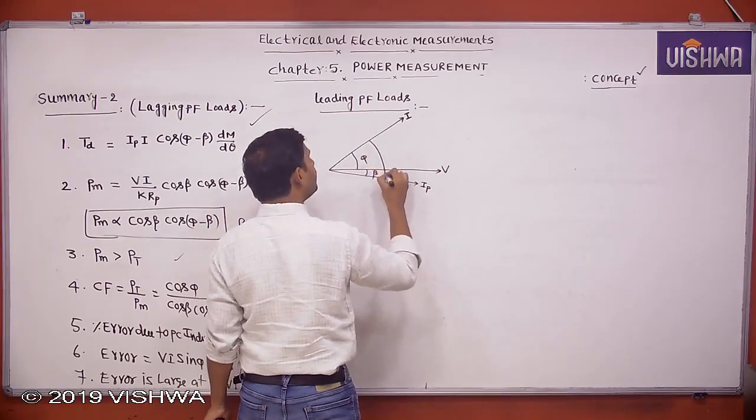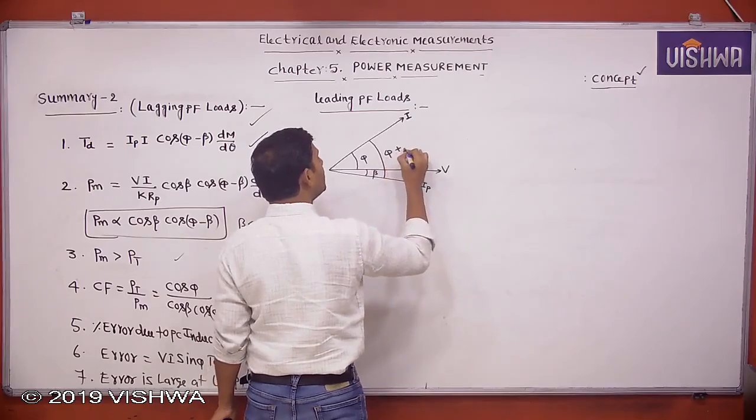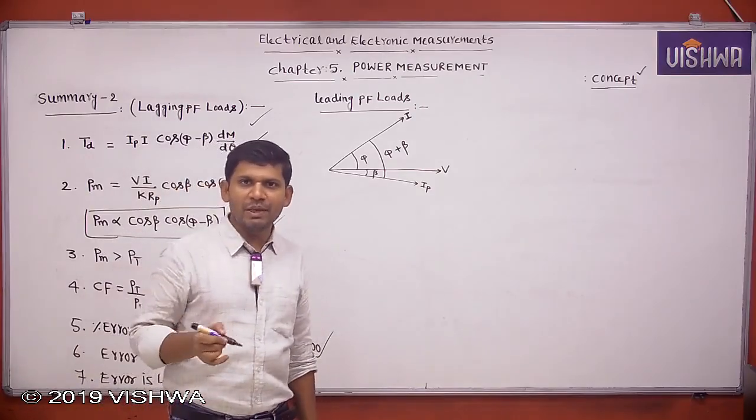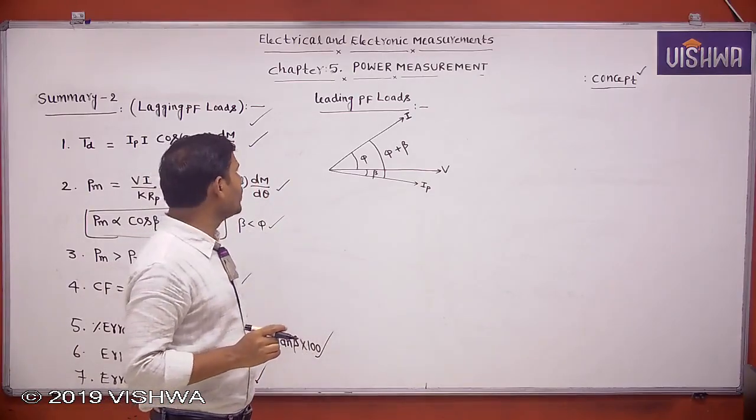Now what is the angle between IP and I? It is not pi minus beta. This is pi plus beta. It is not pi minus beta. This is pi plus beta with respect to leading power factor loads.